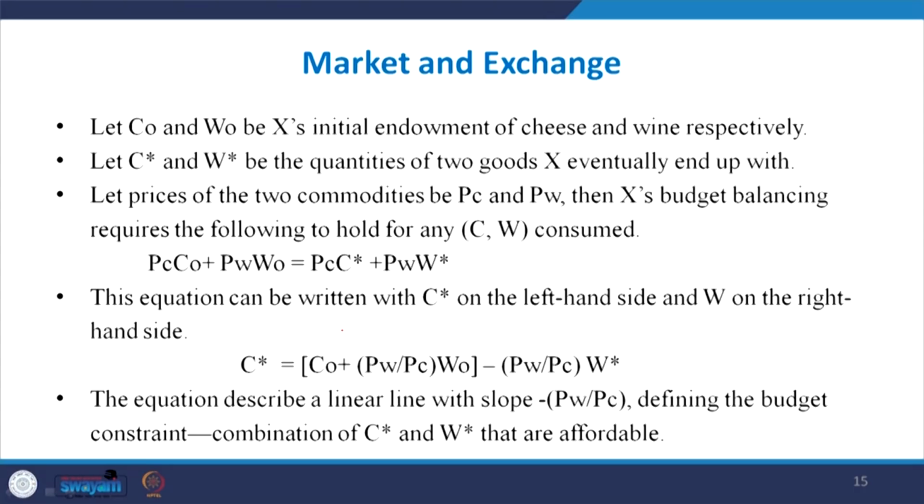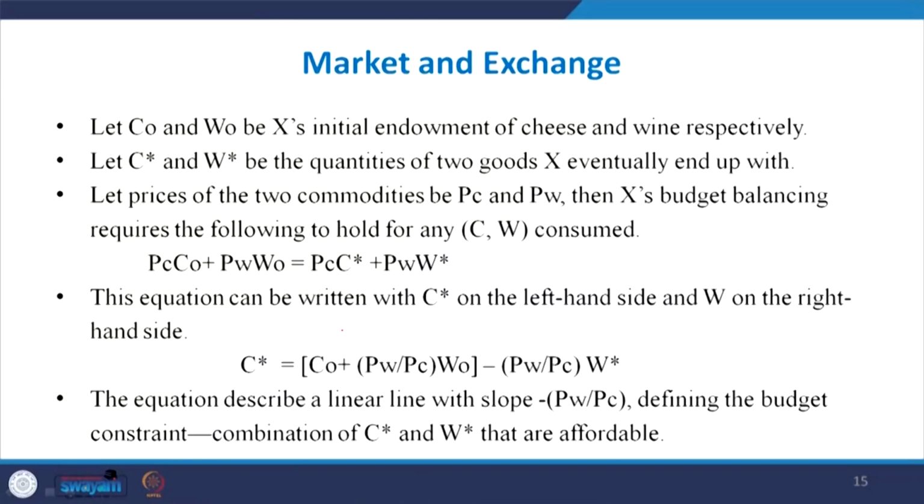W0 is the total value of cheese and wine available to X, and that will be equal to how much consumer X has after the trade, that is PC, the price of cheese, multiplied by the quantity of cheese, that is C star, plus PW times W star. Since the amount is not going anywhere, the exchange is between the two parties. So, this equation can be written with C star on the left hand side and W star on the right hand side.